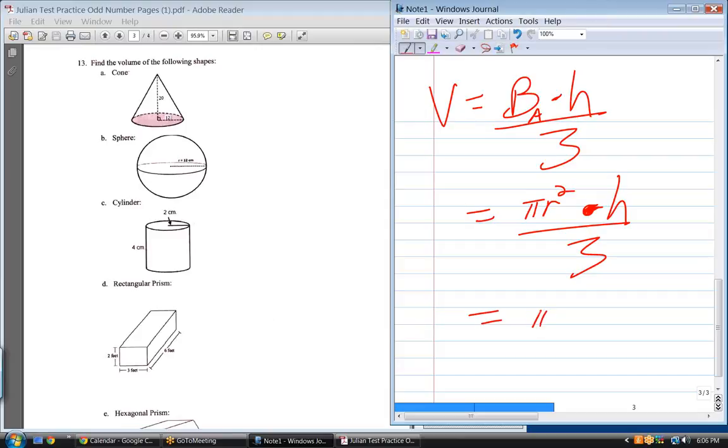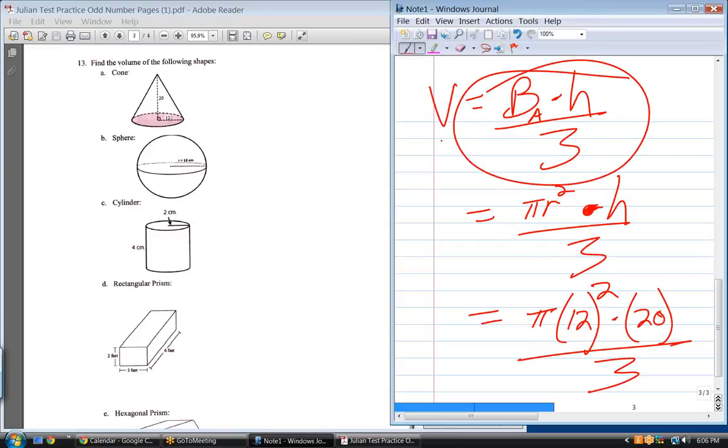Fill in everything. So, what's the radius? The radius is 12. What's the height? 20. Divided by 3. There's your answer, after you stick that in a calculator and come up with a number. The only hard part here is knowing that. And actually that's not hard because you get to write it.